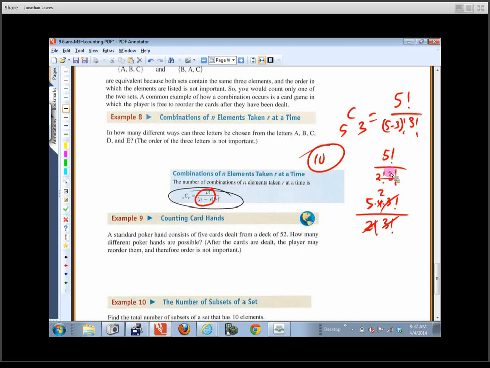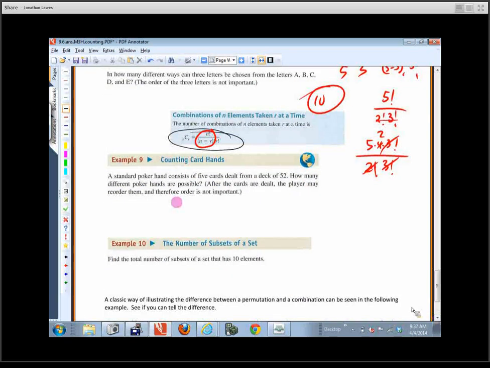Now, without looking at your book or what you've got in your notes, think about how you do this one right here. 52 cards in a deck, and it says a poker hand consists of 5 cards dealt from a 52 card deck. How many different poker hands are possible?